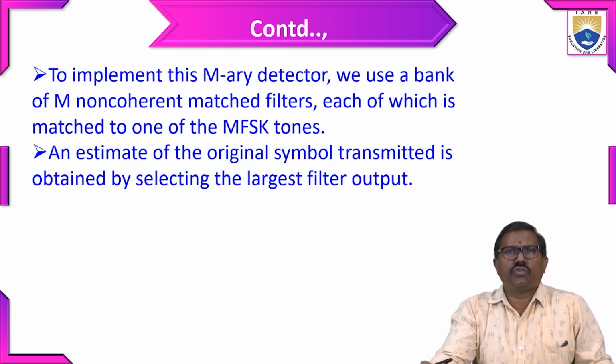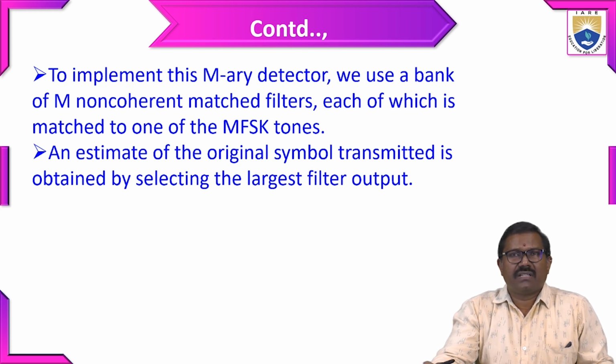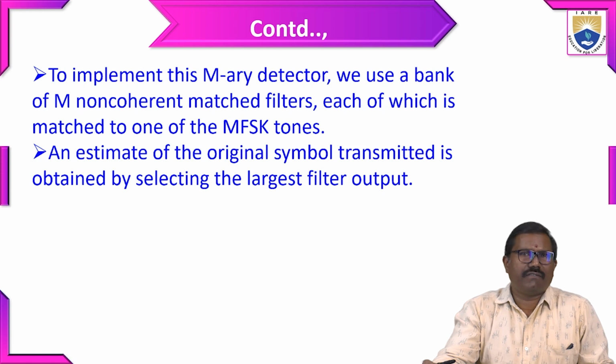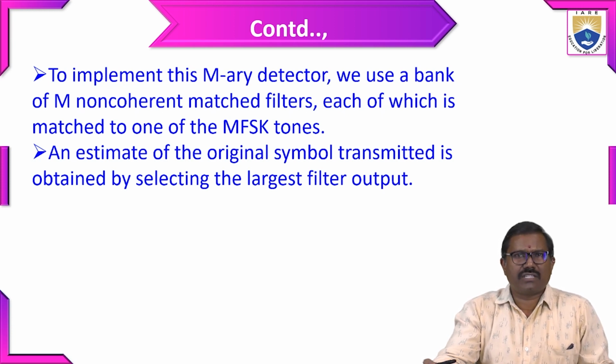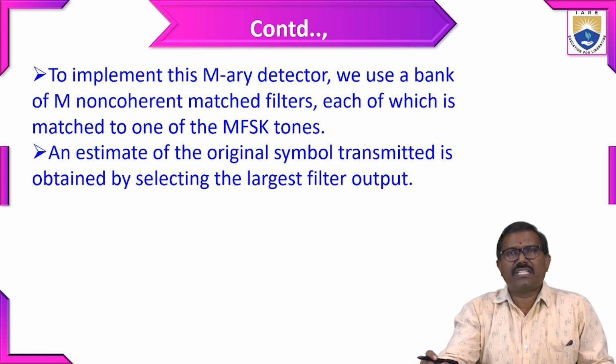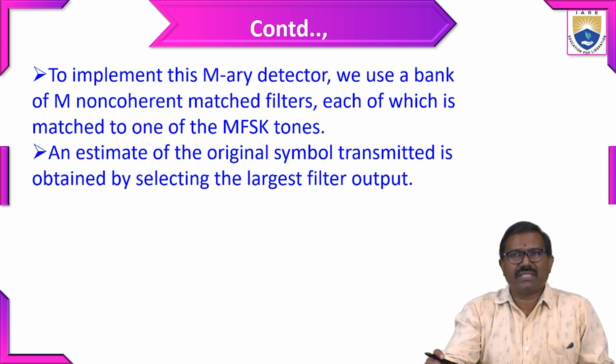So to implement this non-coherent MFSK detector, we use a bank of M non-coherent matched filters, each of which is matched to one of the MFSK tones. So tones means here the frequencies. Why? Because it is frequency shift keying. So 1 and 0 have different frequencies. Okay, an estimate of the original symbol transmitted is obtained by selecting the largest filter output.